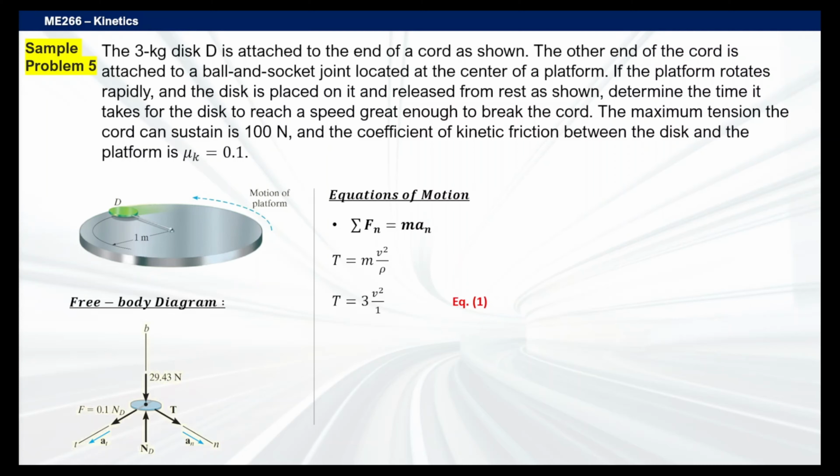Next up is the tangential part. So we have sum of F sub t equals m times a sub t. So for tangential, we have the frictional forces here. And we have the acceleration as well. And that's pretty much it. And that's going to be 0.1 times the perpendicular force, N sub D. And then, of course, we have mass here, 3 times a sub t. There we go.